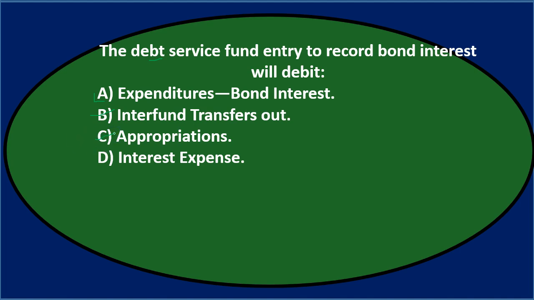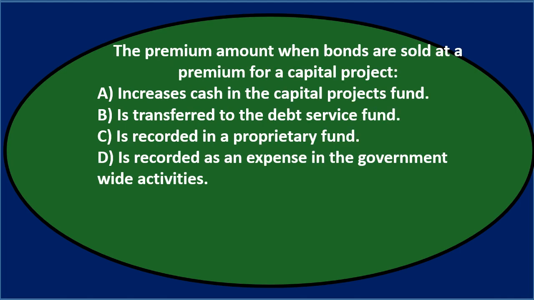And then D says interest expense, which you would expect to be the answer if it was normal accrual accounting, which it might be if it was for the government-wide activities, but it's not because we're in the debt service fund, which is on modified accrual. So we're going to go final answer A. The debt service fund entry to record bond interest will debit A, expenditures, bond interest. Next question.